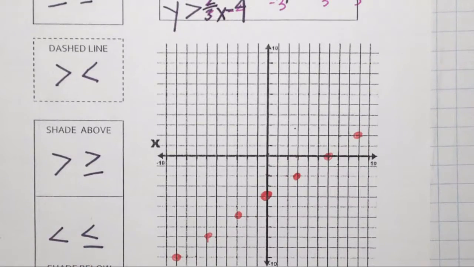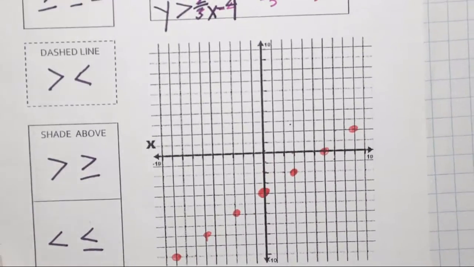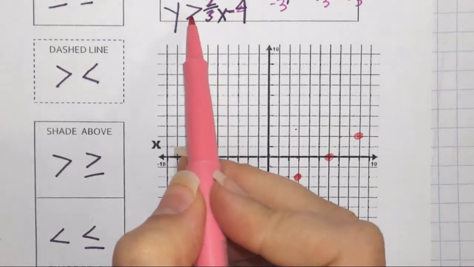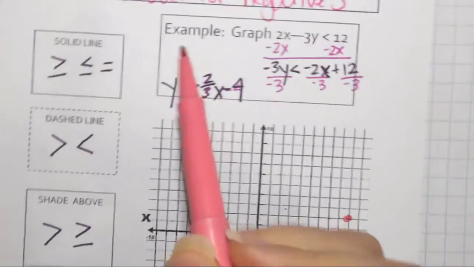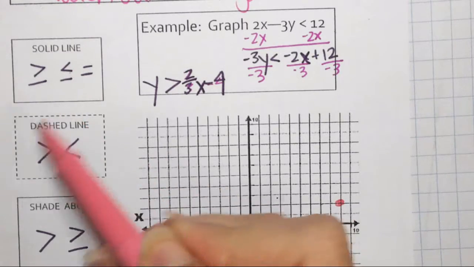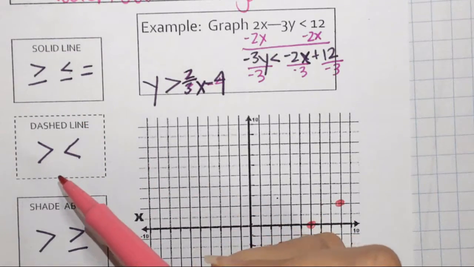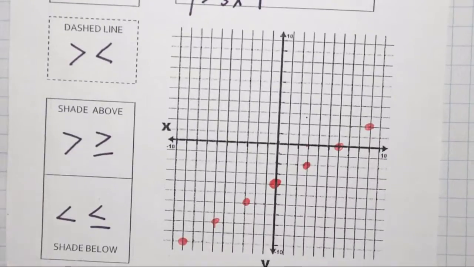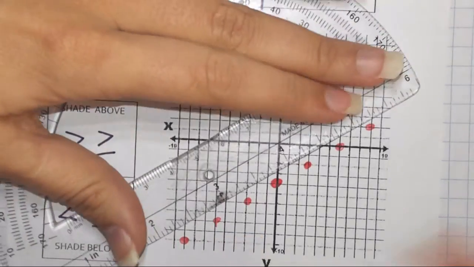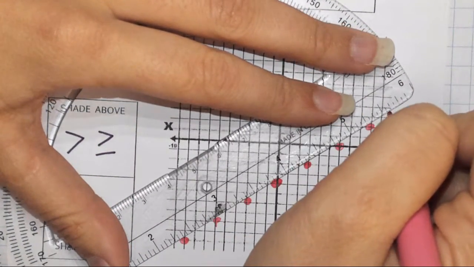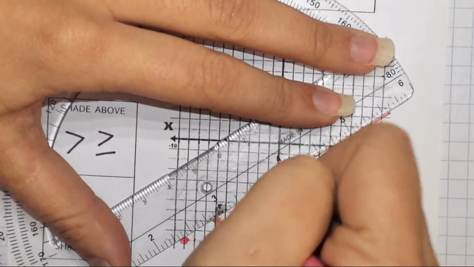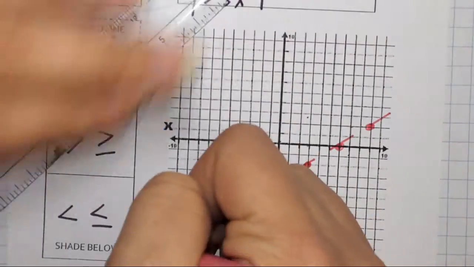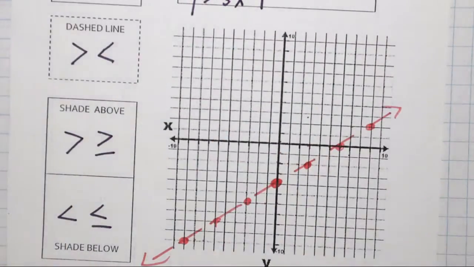Now, step 3 said to use either a solid or dashed line. To figure out what you use, you come right here to your inequality sign. Does it look like this one or this one? The dashed line. So you're going to make a beautiful little dashed line. Like this. Isn't it amazing?